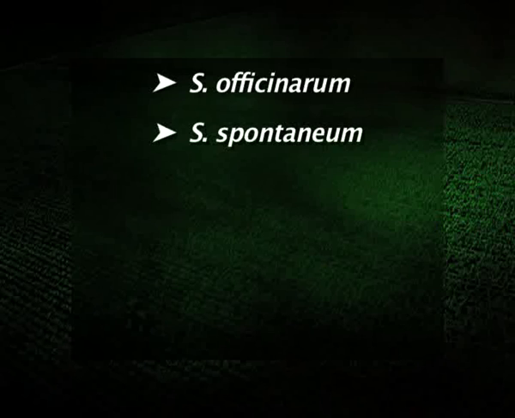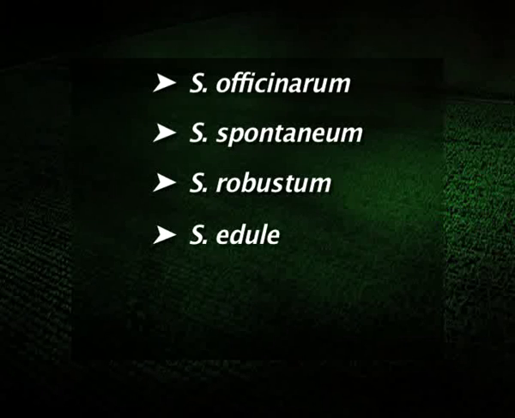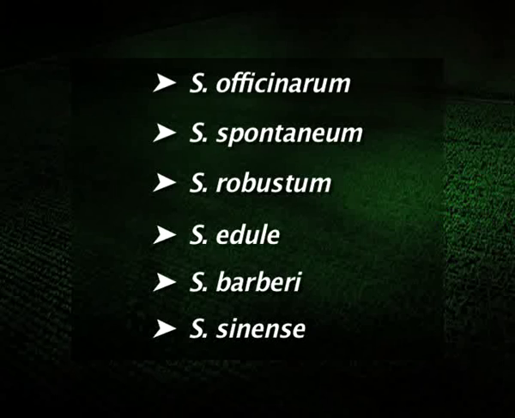Genus Saccharum comprises 6 species, namely Saccharum officinarum, Saccharum spontaneum, Saccharum robustum, Saccharum edule, Saccharum barberi and Saccharum sinense.